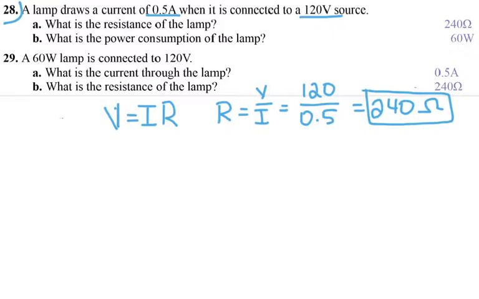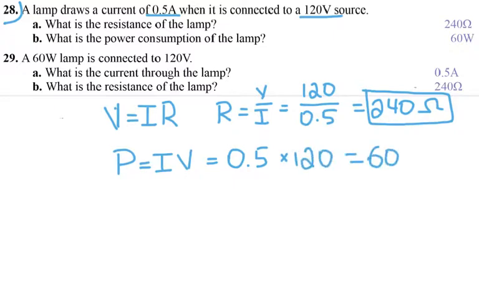Resistance. Then they ask you what is the power. The power is equal to I times V. They give you I, which is 0.5, and they give you voltage, which is 120. So that gives you 60 watt bulb.